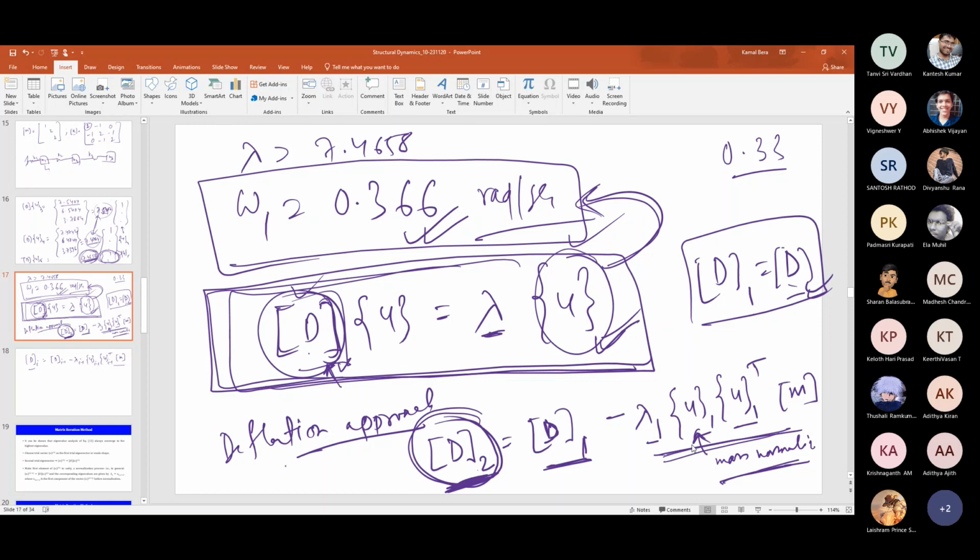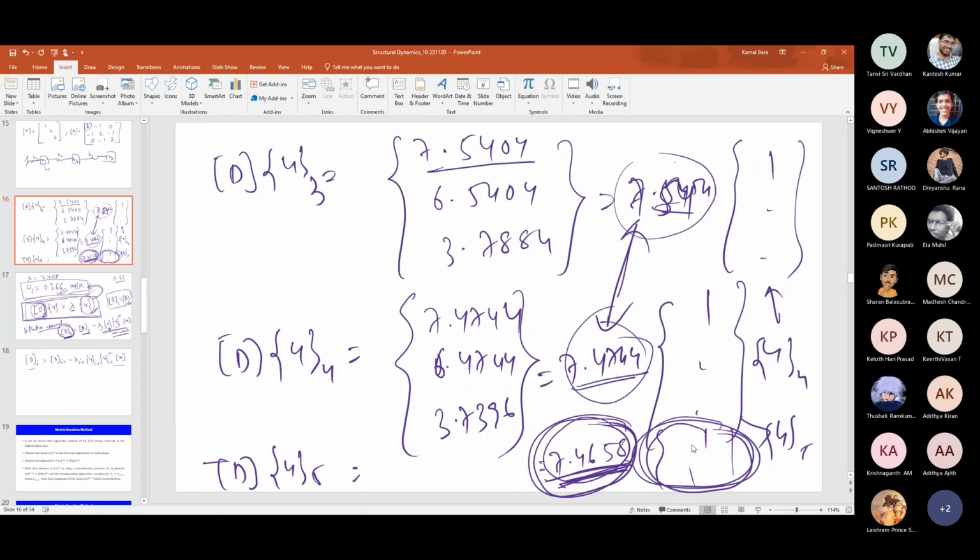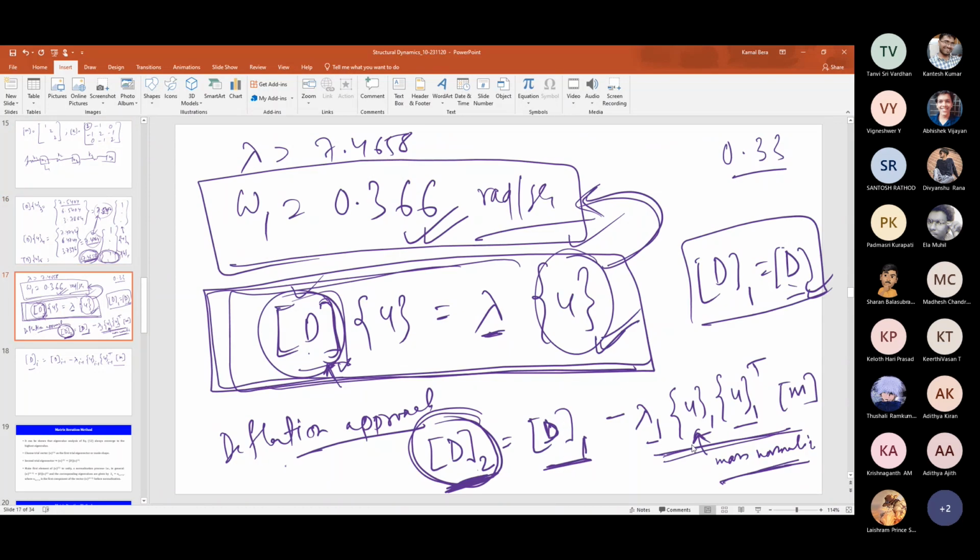But the problem with this, or the Holzer method, is that at a time we are getting only one frequency and mode. First you have to do this one, with the D matrix, then you have to deflate it. Then you'll get another set, then the next set, and even for Holzer also. One by one you have to iterate and get the first mode frequency, second mode, and third.